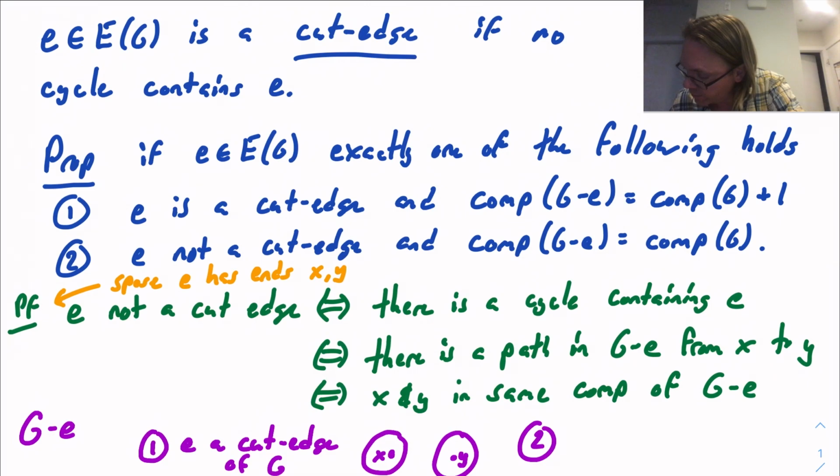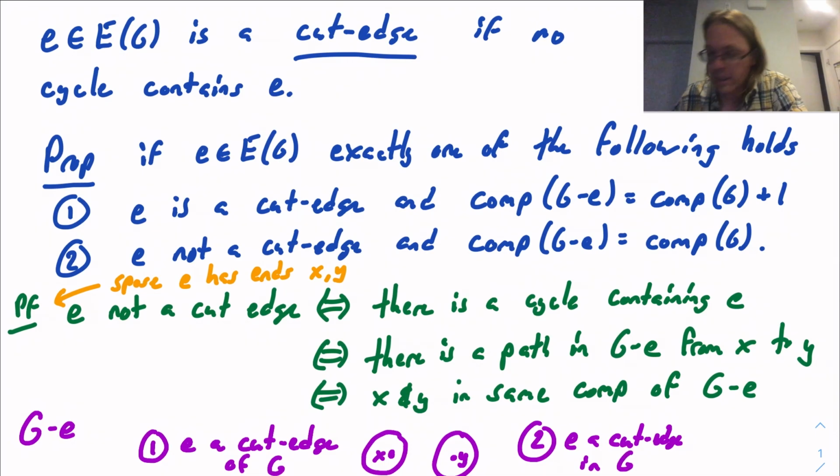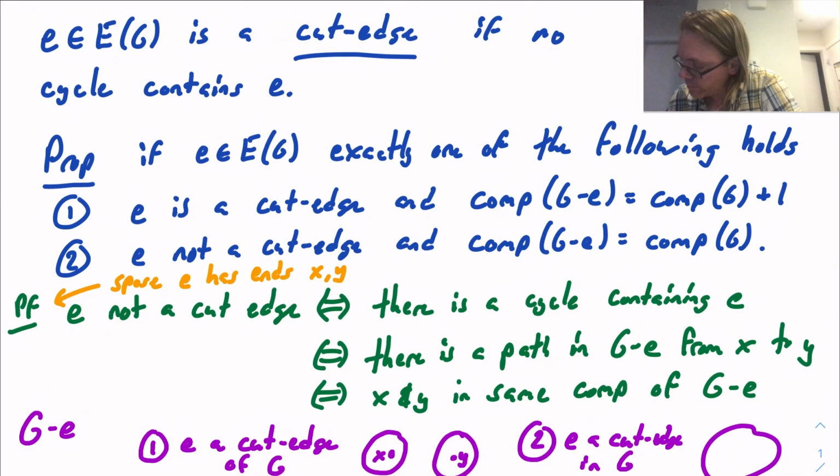Case 2 is not a cut edge. If E is not a cut edge in G, then in the graph G delete E, x and y are still in the same component.